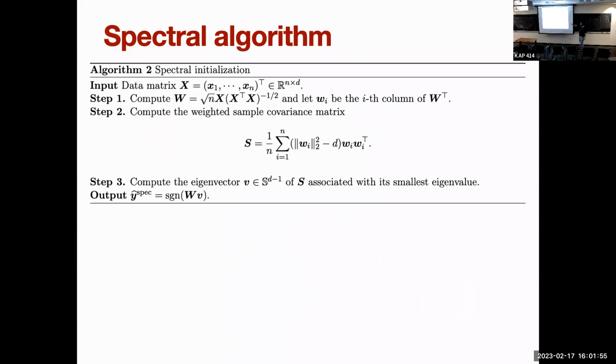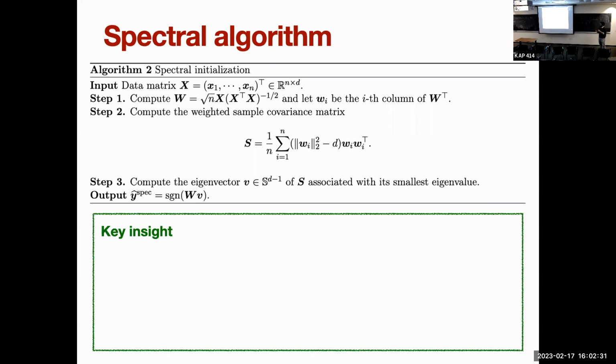So the different steps that we need for the spectral algorithm are conceptually very simple. The first step is you take your data and you multiply it by the empirical covariance matrix, or the inverse of that. So you sort of change the basis of your data and you obtain new data points. Then you compute a weighted covariance matrix. So the covariance matrix only would have these terms. You multiply it by something else. It's not really important exactly what that is. And then you take the eigenvector associated with the smallest eigenvalue of this matrix, and you use that for classification. So that's gonna be your linear classifier.